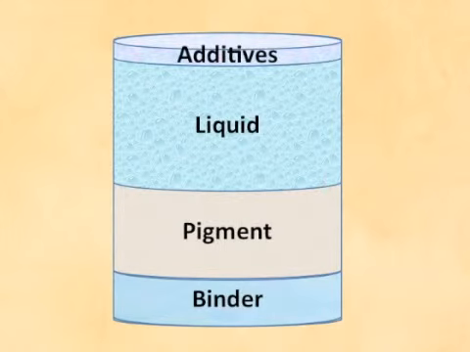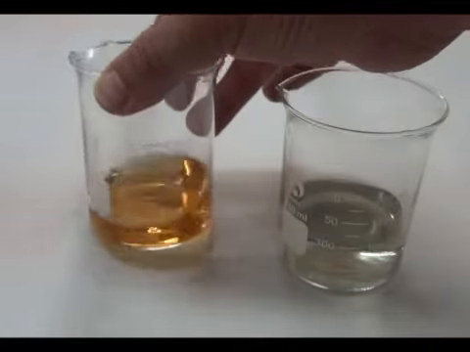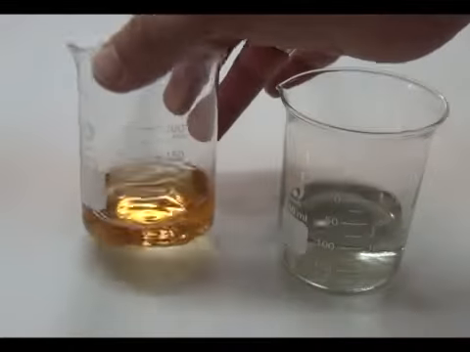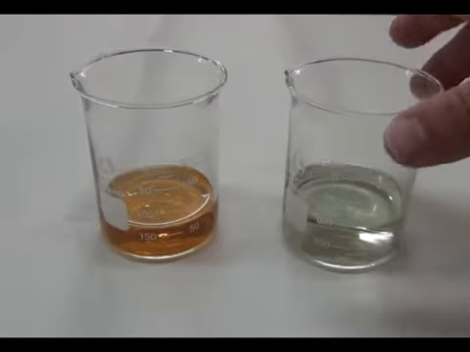Additives are ingredients that are added to the paint that enhance some of the paint's performance. Some additives affect the thickness of the paint. Other additives control the drying time, prevent bubbling, or resist mold and mildew.